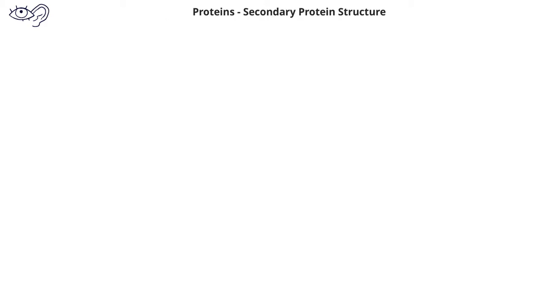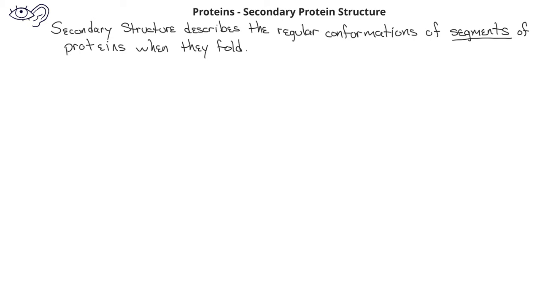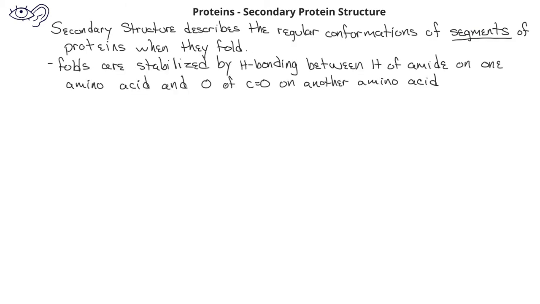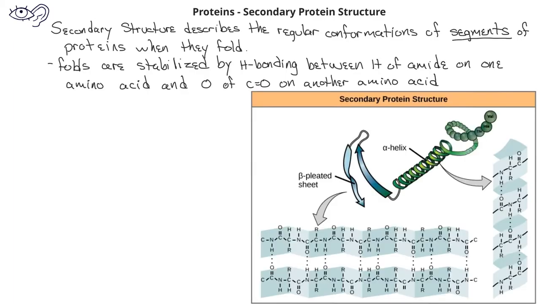We've already described that secondary structure describes the regular conformations of portions or segments of proteins when they fold. These folds are stabilized by hydrogen bonding between the hydrogen of an amide group and the oxygen of a carbonyl group for different amino acid units. The 2 most significant types of secondary structure are the alpha helix and the beta pleated sheet.